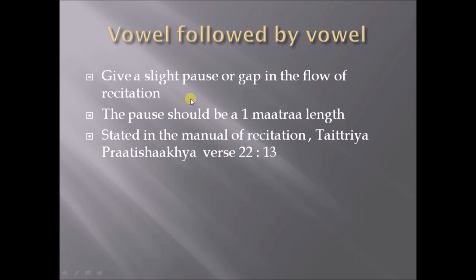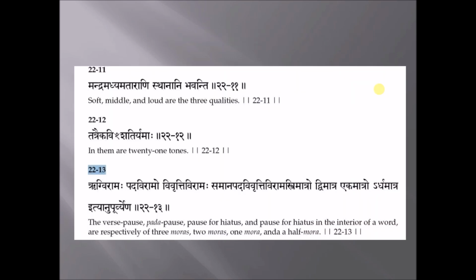The rule crudely states: give a slight pause or gap in the flow of recitation, and that pause should be a very short one matra in length. Just think of the pause as long as the a in ga in gananaam. That's the length of the pause. It is stated in verse 22:13 of the Taittiriya Pratishakya, quoting from the source itself.